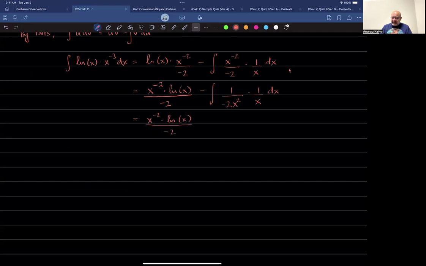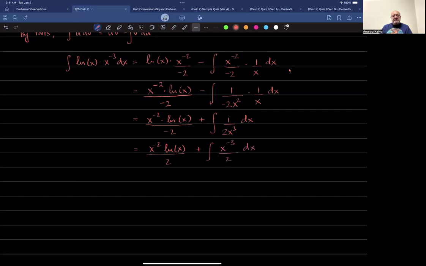Now I can take this negative and combine them to get a positive. So plus the integral of 1 over 2x cubed with respect to x. X squared times x in the denominator, we can glue those together and get x cubed. I still have not taken the integral. So I have x to the -2 ln x over 2 plus, now to take the integral, I'm going to move x to the -3 to the numerator.